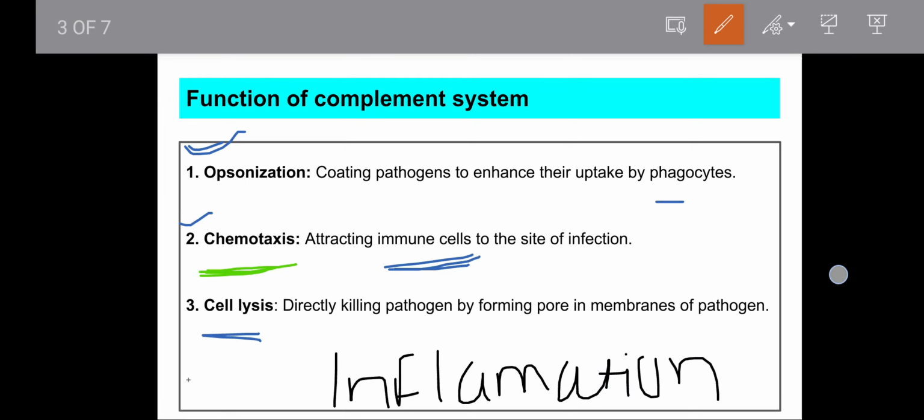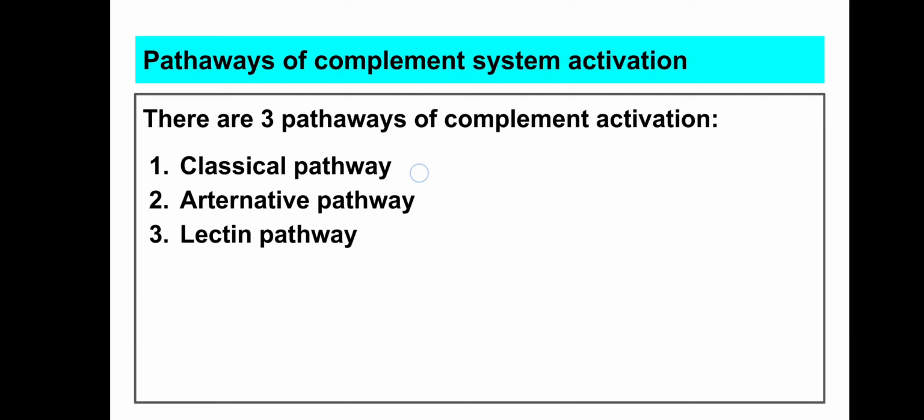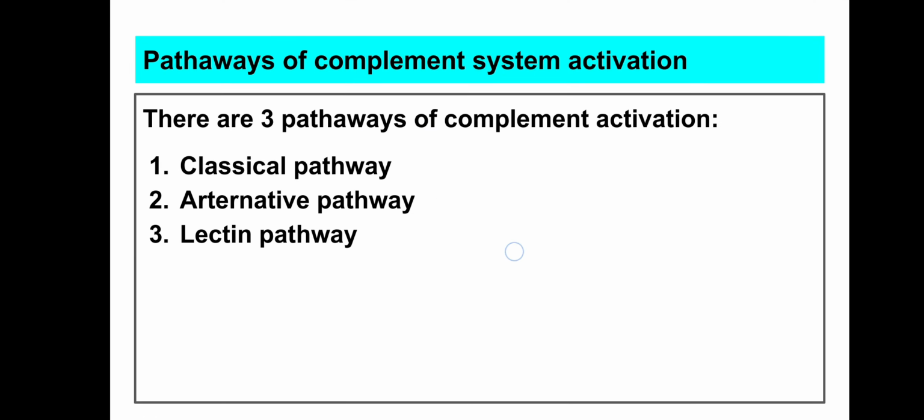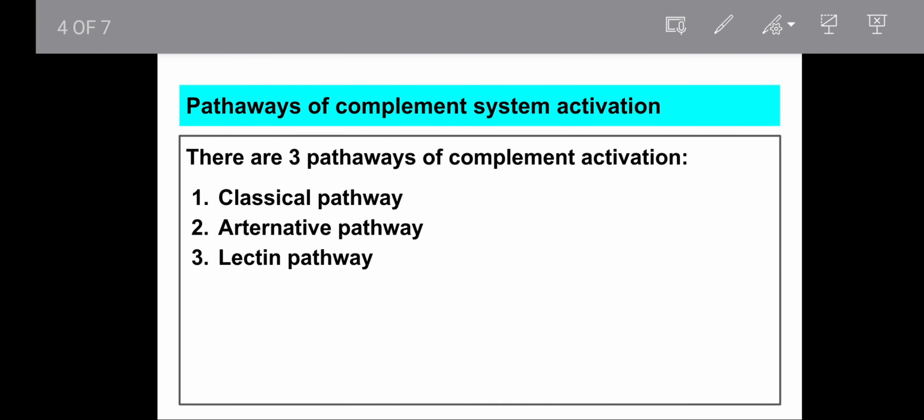Okay, so let's move forward. We already know that complement proteins are generally inactive. For activation of these complement proteins, there are three pathways. There are other pathways, but three pathways are generally most important. The first one is the classical pathway, the second is the alternative pathway, and the third is the lectin pathway. For more information, the alternative pathway is part of the innate system.